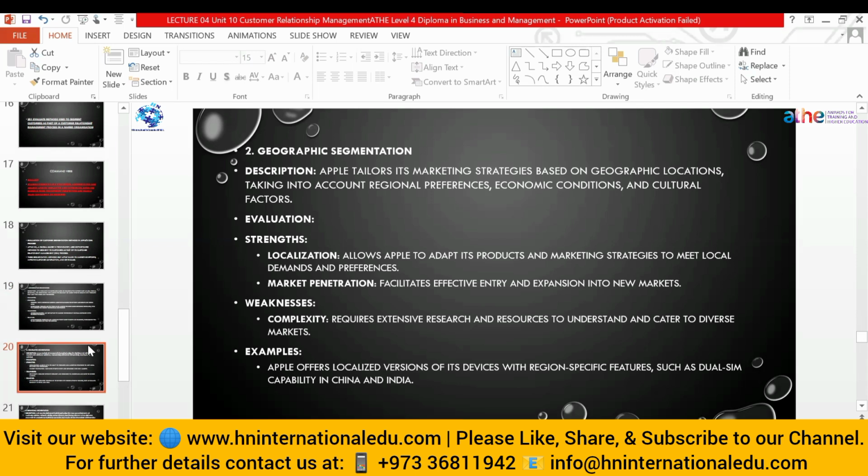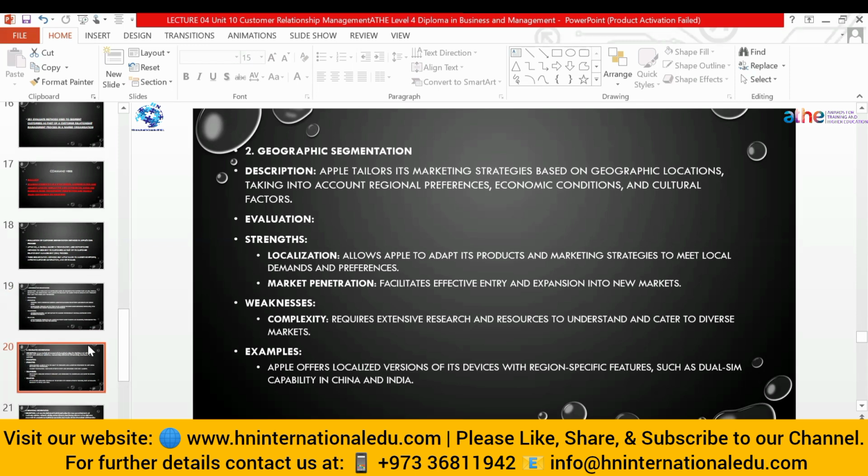Evaluation: localization allows Apple to adapt its product and marketing strategies to meet local demands and preferences. That is, the brand itself, Apple, has to use strategic decisions through which they can interact with the locality. Then market penetration: it facilitates effective entry and expansion into new markets.